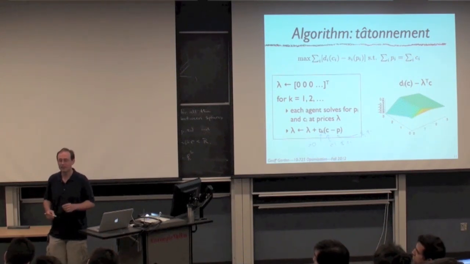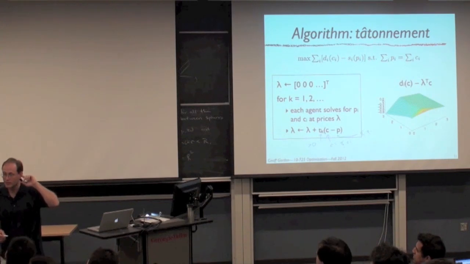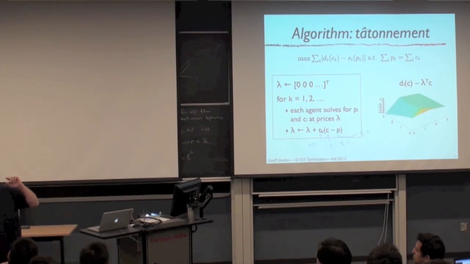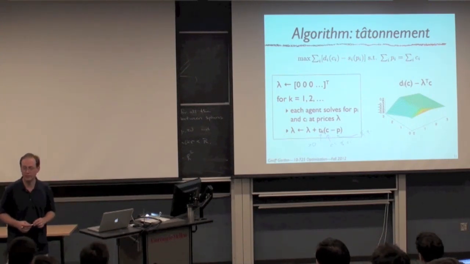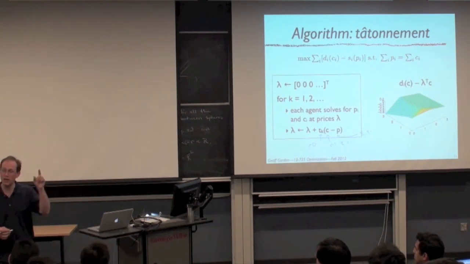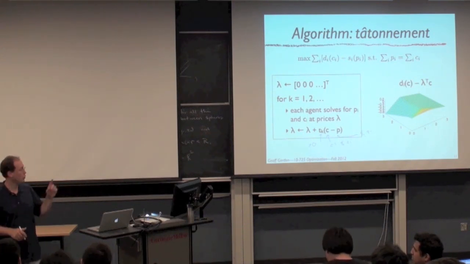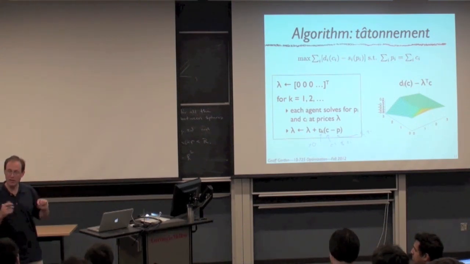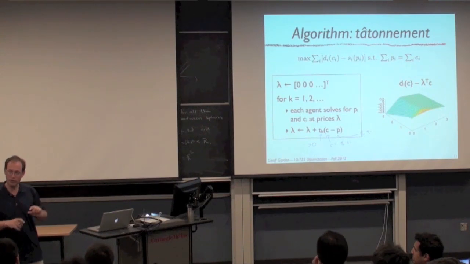Yes? I'm sorry? Yes, C and P are both vectors. They are the same size because they have one component for each good, right? So there's one CI and one PI per agent, and all of them have length equal to the number of goods.